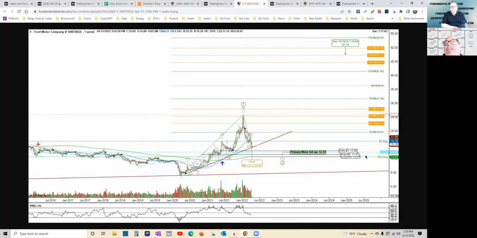If it breaks below that speed line, the red line. Right. But I don't think it does. I think it chops around here and just fades. I don't think it gives us an exhaustion candle like some counts do.